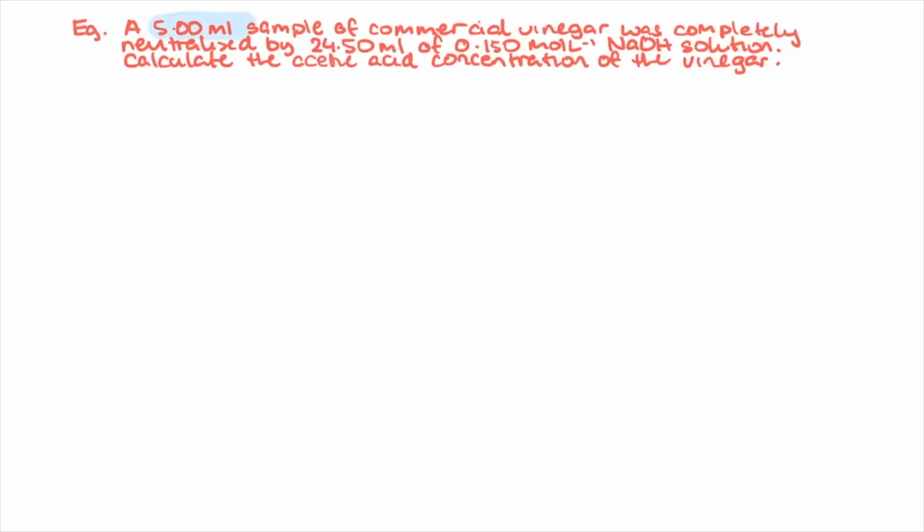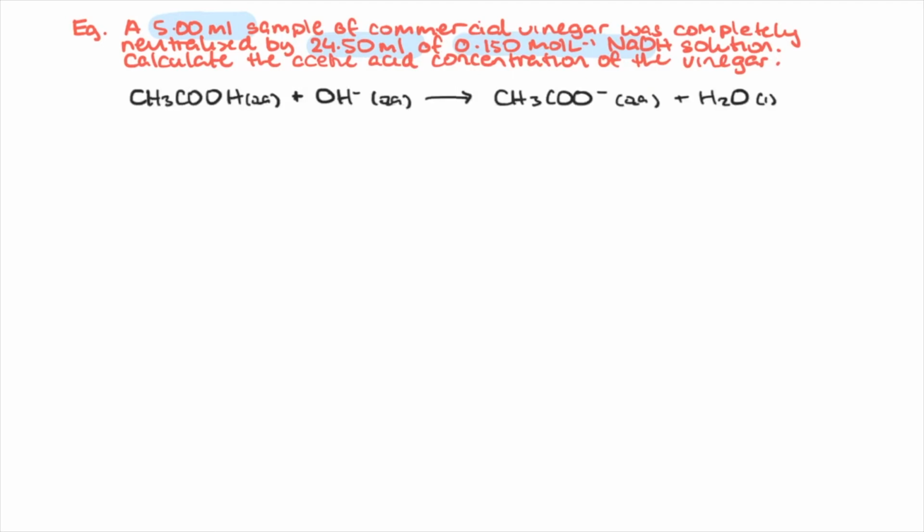So if we took 5 mL of a sample of commercial vinegar and it was completely neutralized by, say, 24.5 mL of 0.15 moles per liter of sodium hydroxide solution, what would be the acetic acid concentration of the vinegar? Here's a balanced equation. Ignore sodium since it's a spectator ion.